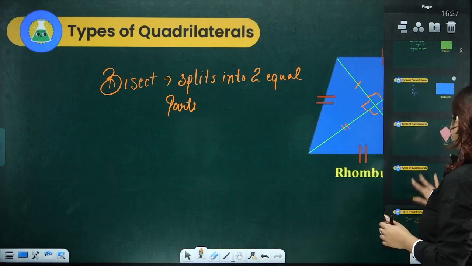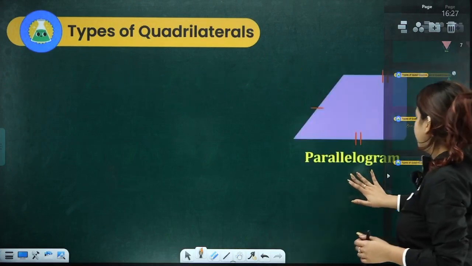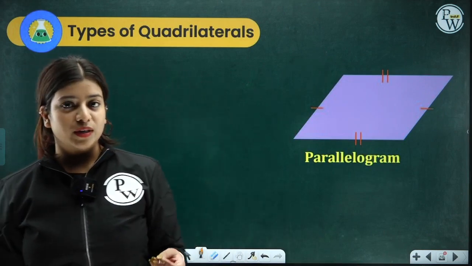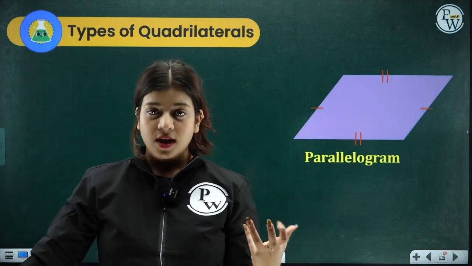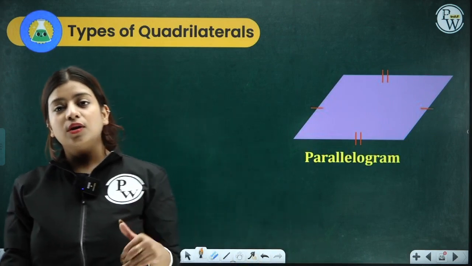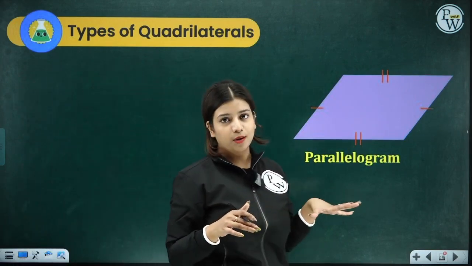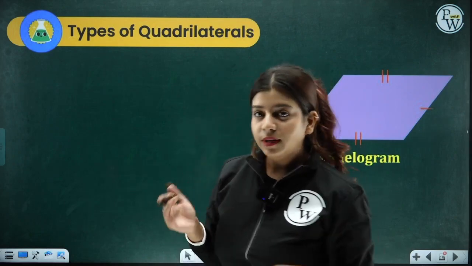Now let's see the next type of quadrilateral that we have, which is a parallelogram. Now this is one of the most important figures in this particular chapter, as most of the proving, and the midpoint theorem also, includes a parallelogram. So most of the proving and all that will be done with the help of a parallelogram. Now what are the properties of a parallelogram?